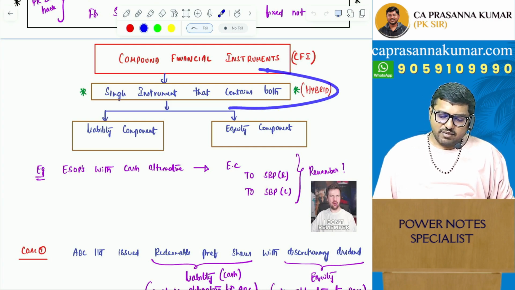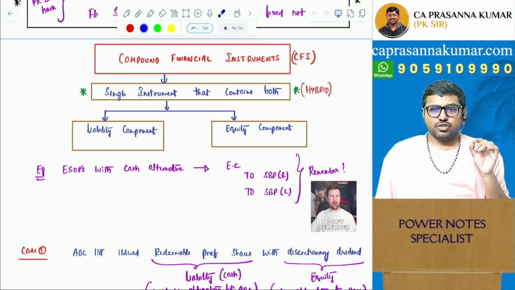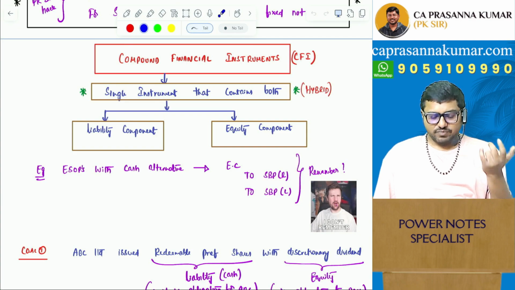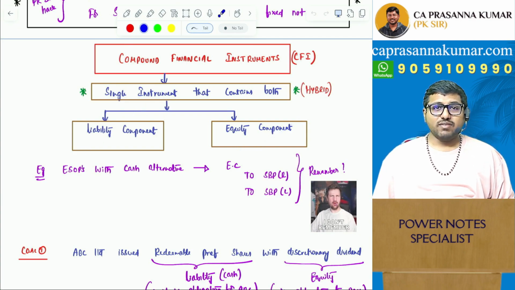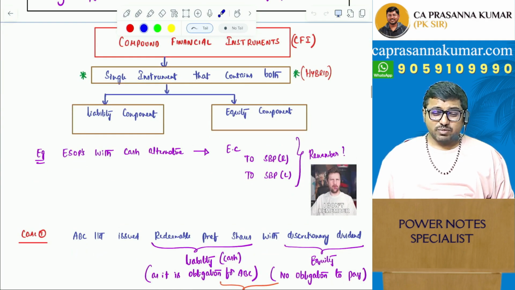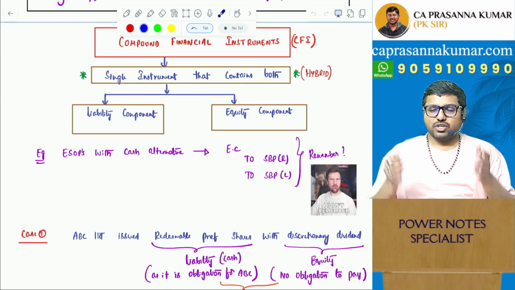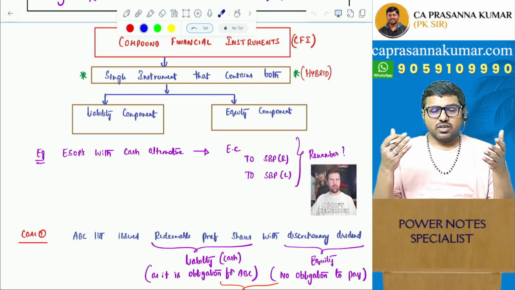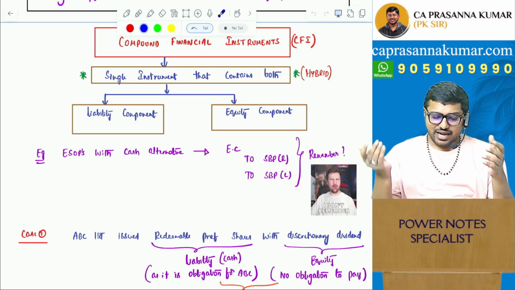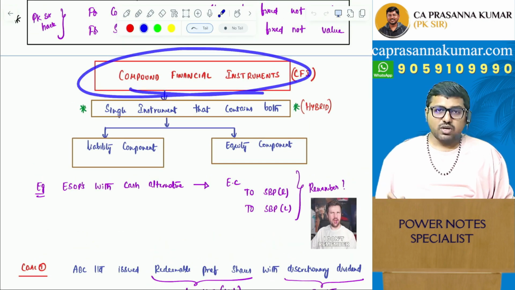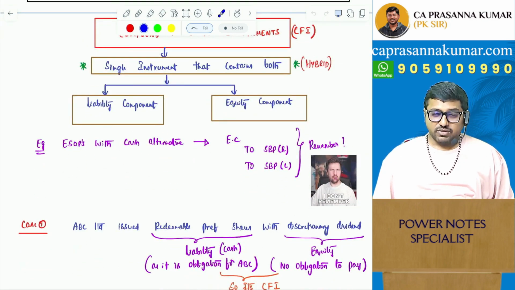So basically it's a hybrid instrument where a single instrument consists of two things, correct? So what are those two things? One is a liability component, the other one is an equity component, right? I told you most of the time there will be a fight between equity and financial liability. But sometimes in a single instrument, you'll have the qualities of both equity as well as financial liability. In that case, you call that particular instrument a compound financial instrument. Okay. Now, I'll take an example which you have already seen in Ind AS 102.